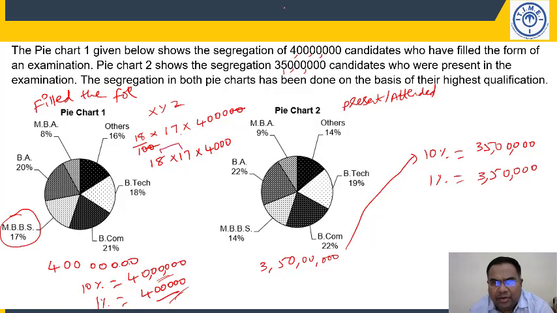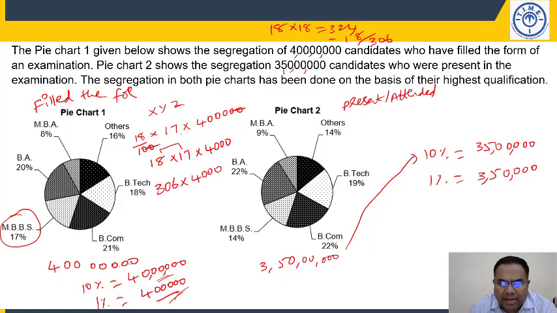See, what is 18 into 18? We know 18 square. 18 into 18 is 324. But I want only 17, 18. So remove one 18. So it should be 306. So 306 into 4,000. Anyways, 3 zeros will be my back end. 306 into 4, 1224. Right?